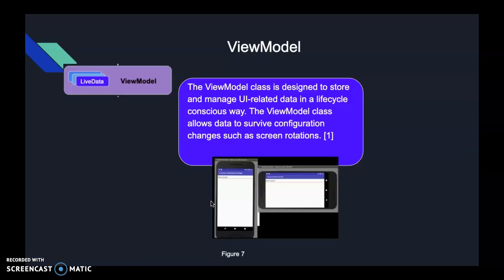ViewModel. The ViewModel class is designed to store and manage UI-related data in a lifecycle-conscious way. The ViewModel class allows data to survive configuration changes such as screen rotations. This is why a ViewModel is a good and stable place to put the UI data.